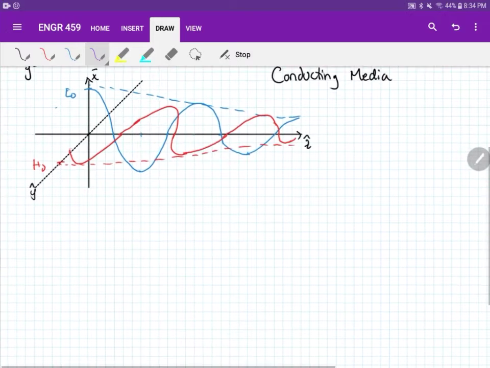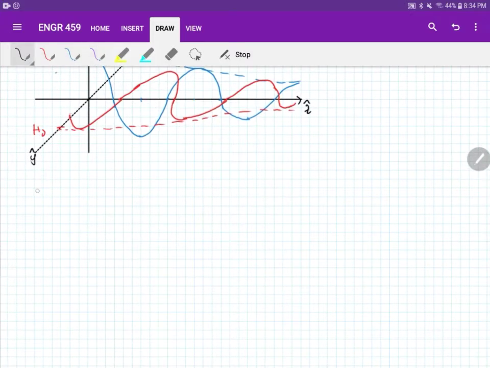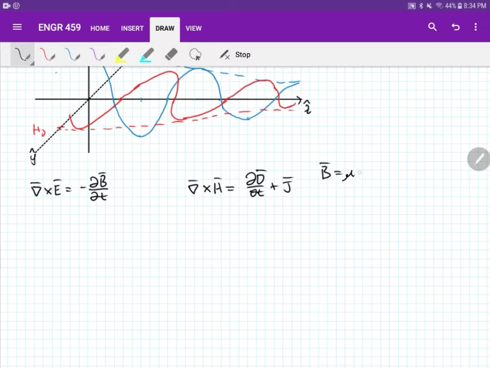First, we're going to start off with Maxwell's equations, specifically Faraday's Law, which states that the curl of E is equal to the negative time rate of change of B, and Ampere's Law, which states that the curl of H is equal to the time rate of change of D plus J. And for this video, we're going to assume simple media. So we're going to assume B is equal to mu H, D is equal to epsilon E, and J is equal to sigma E.